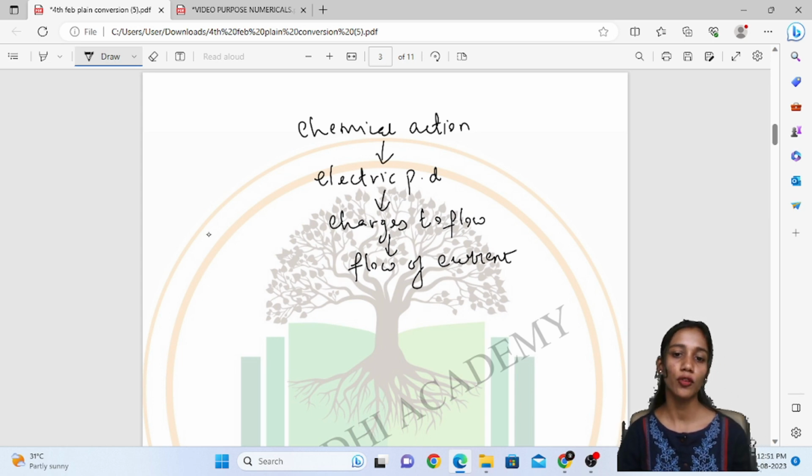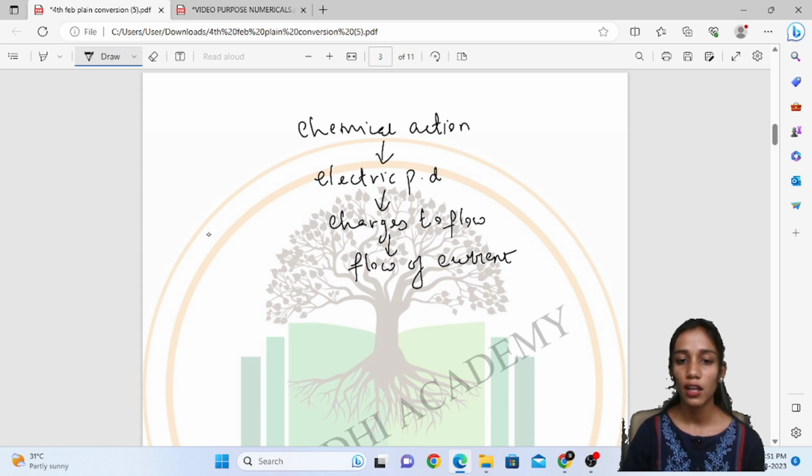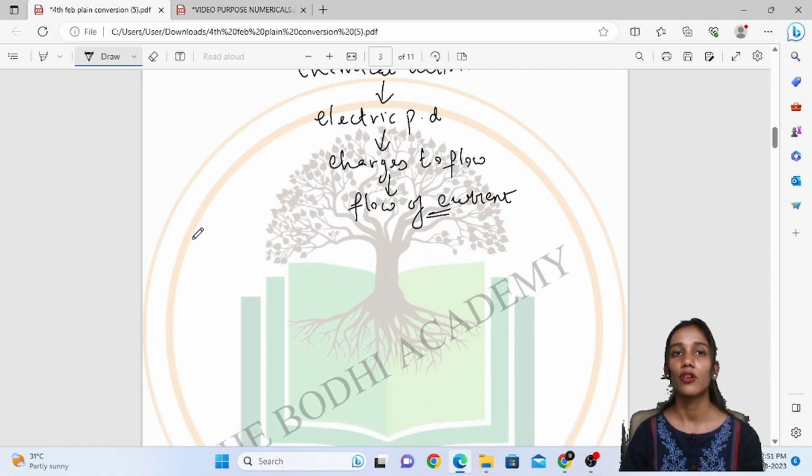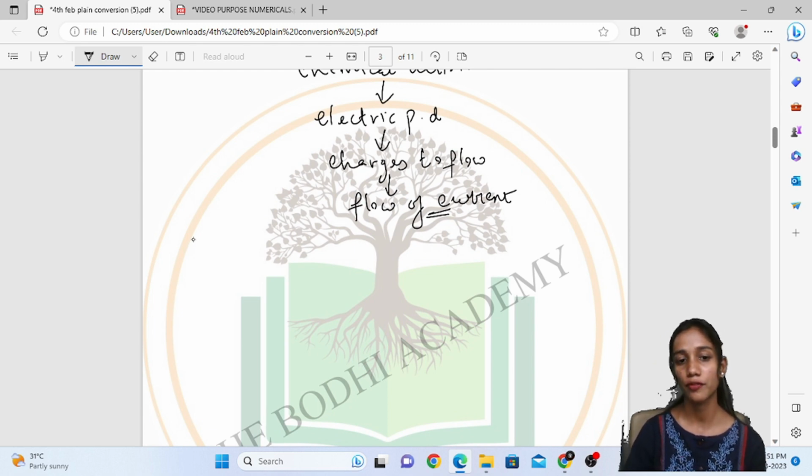So this is the flow that is followed for the final outcome, that is production of current in the circuit. Now, as we have seen the formula for electric current, there is also a formula for electric potential difference. I have said that the potential difference symbol is V. So the formula goes as V equals W upon Q.